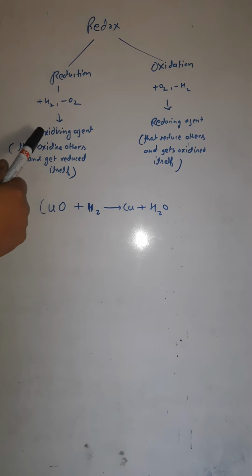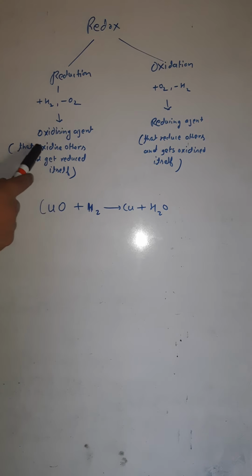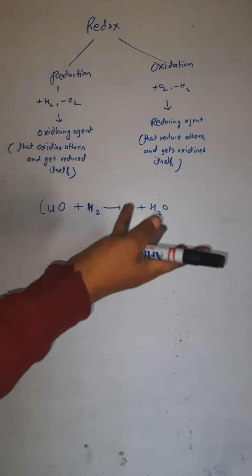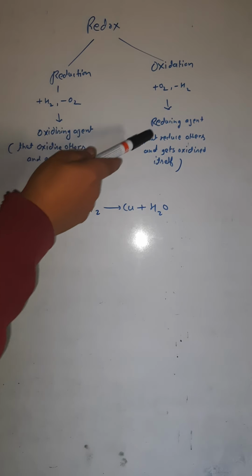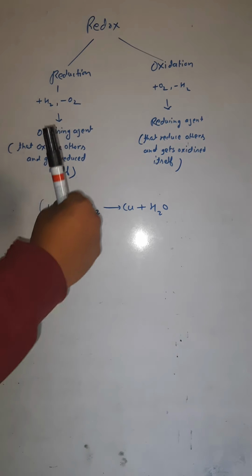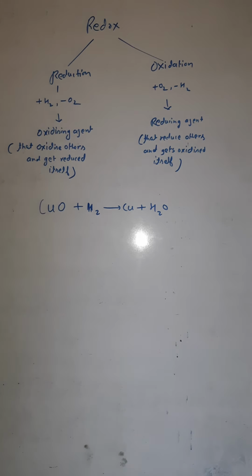At the same time, you have to know about the oxidizing agent and the reducing agent. Oxidizing agent means the substance which oxidizes others but gets reduced itself. Reducing agent means the substance which reduces others but gets oxidized itself. Like in this example, if you see here, oxidation and reduction are taking place simultaneously.